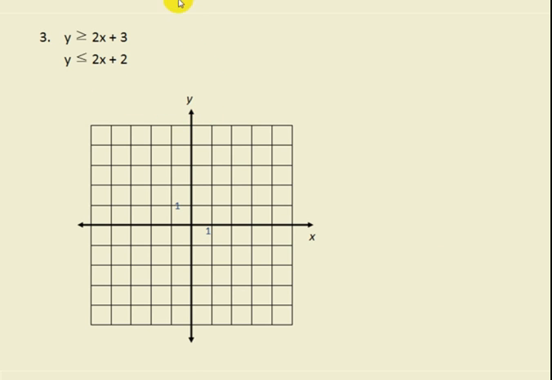In number 3, we have y greater than or equal to 2x plus 3 gives us a y-intercept of 3 and a slope of 2, so up 2 and to the right 1, or you could also go down 2 and to the left 1. And this can be equal to, so it's a solid line.